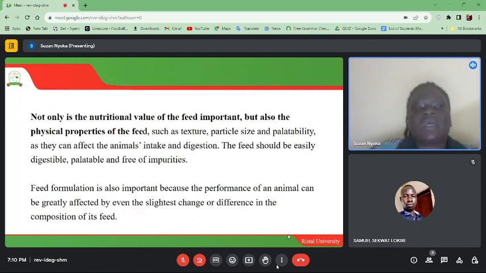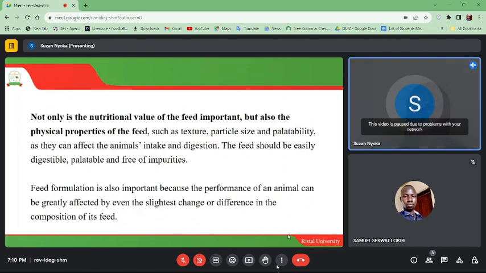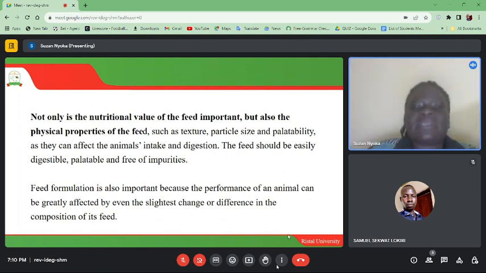And next, not only is the nutritional value of the feed important, but also the physical properties of the feed, such as texture, particle size, and palatability, as they can affect the animal's intake and digestion. The feed should be easily digestible, palatable, and free of impurities. Feed formulation is also important because the performance of an animal can be greatly affected by even the slightest change or differences in the composition of its feed.